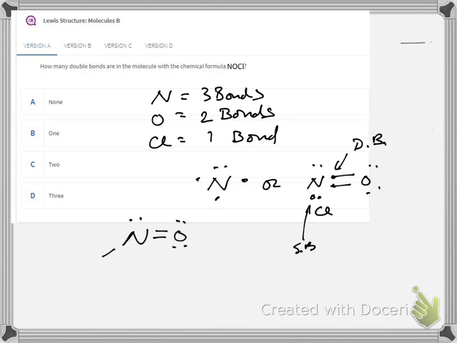So we're going to look at the Lewis structure. It would look like this. If we do that, chlorine has 8 electrons around it, nitrogen has 8 electrons around it, and oxygen has 8 electrons around it, and we have met the common bonding pattern of nitrogen having 3 bonds, oxygen having 2 bonds, and chlorine having 1. So the answer here is that there's 1 double bond.